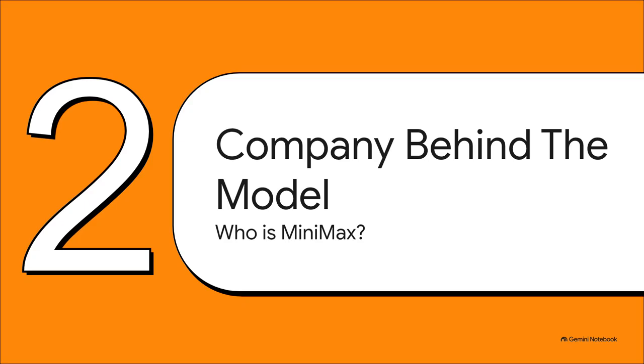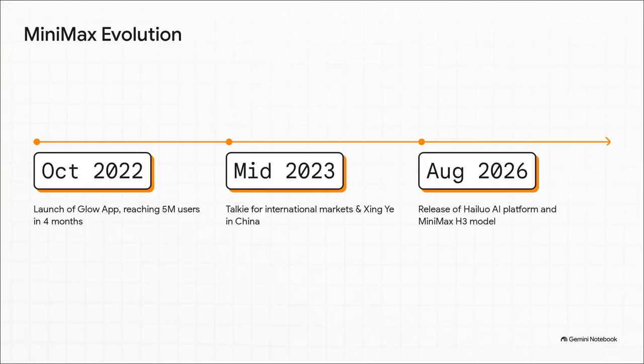Moving on to Section 2, the company behind the model. Who is MiniMax? They are a Chinese AI company that has been moving at absolute breakneck speed since they were founded back in December 2021. Just take a look at this rapid product evolution. They started out in October 2022 with the Glow app, where users could basically just chat with virtual characters. But that exploded. They hit 5 million users in just 4 months. Then, by the summer and fall of 2023, they launched Talkie for international markets and Xingye in China. And now, hitting August 2026, they are totally commanding the industry's attention with their Halo AI platform and this MiniMax H3 release. They've essentially gone from simple text chatbots to state-of-the-art multimodal video generators in less than 4 years.